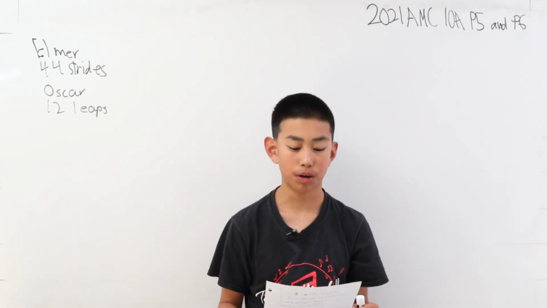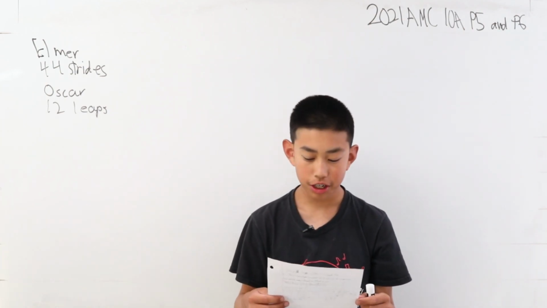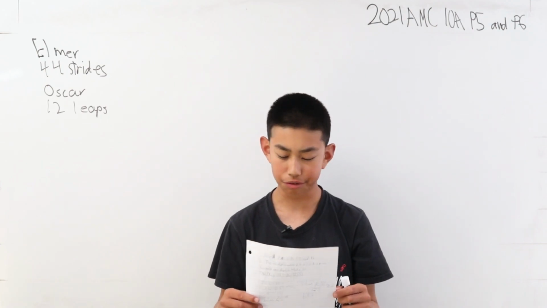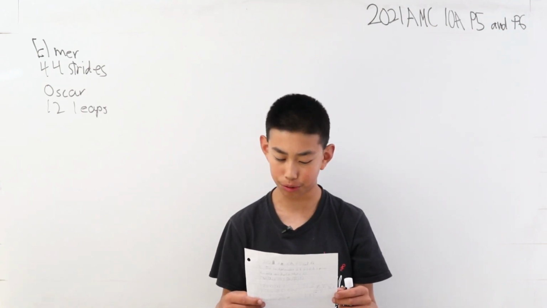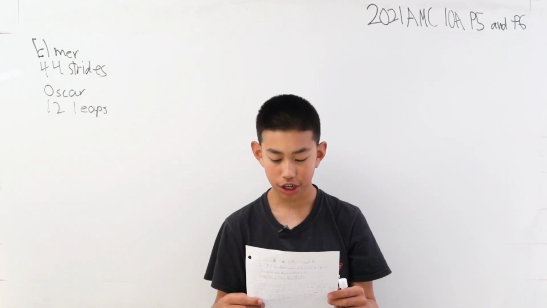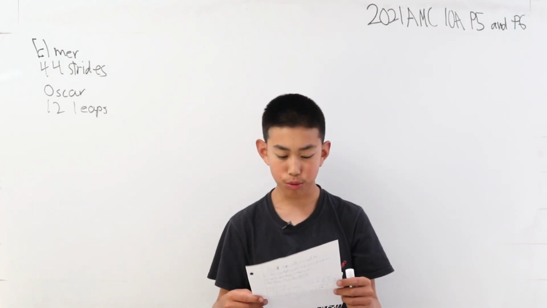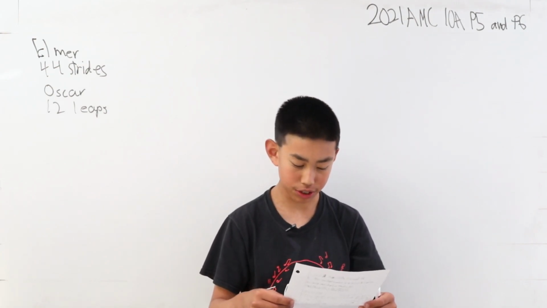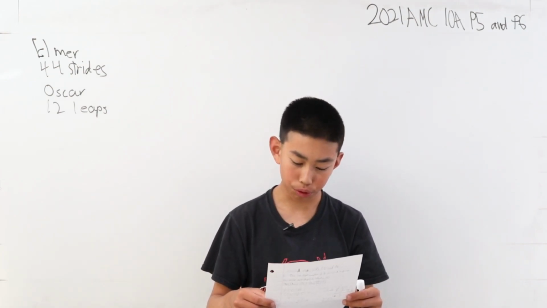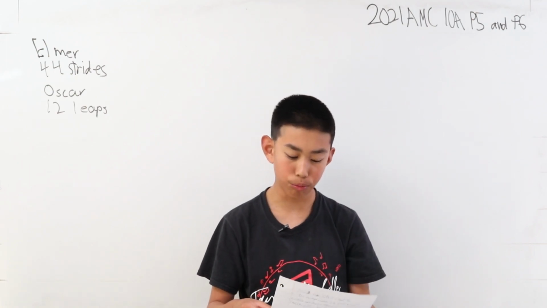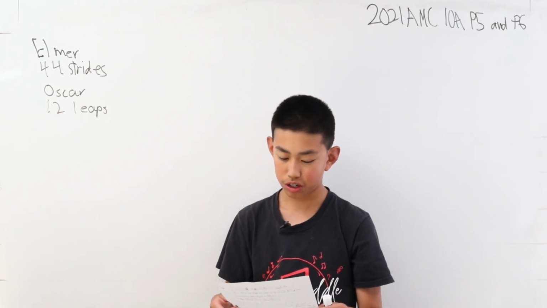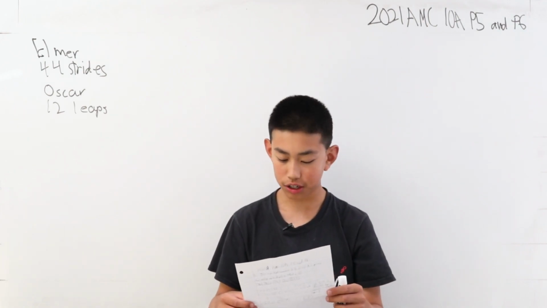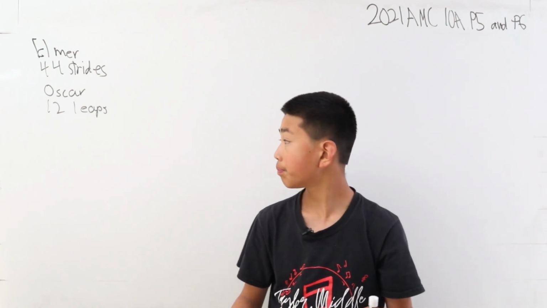We're now moving on to problem 6. Elmer the emu takes 44 equal strides to walk between consecutive telephone poles on a rural road. Oscar the ostrich can cover the same distance in 12 equal leaps. The telephone poles are evenly spaced, and the 41st pole along this road is exactly 1 mile, 5,280 feet, from the first pole. How much longer in feet is Oscar's leap than Elmer's stride?